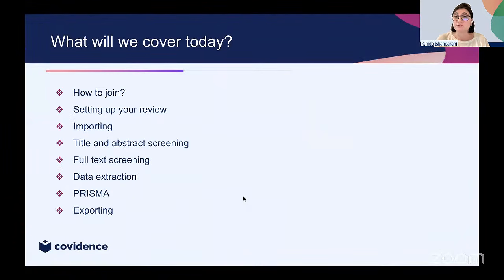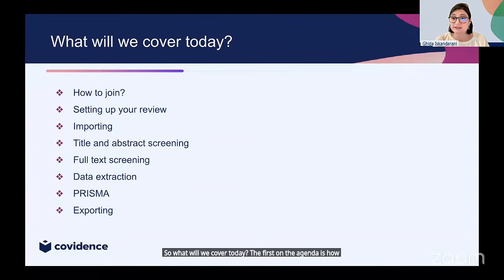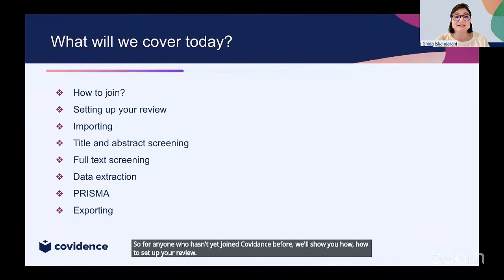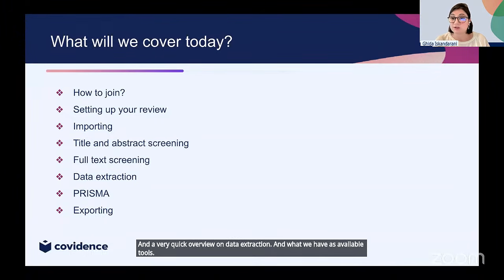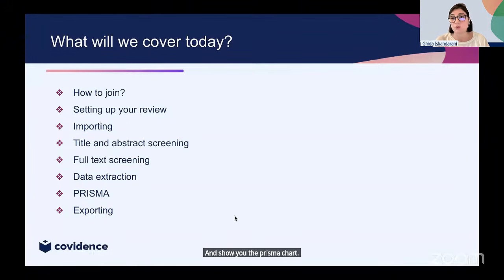So what will we cover today? The first on the agenda is how to join Covidence. So for anyone who hasn't yet joined Covidence before, we'll show you how to set up your review, import your references, start your title and abstract and full text screening, and a very quick overview on data extraction and what we have as available tools, and show you the PRISMA chart and how to export your data.